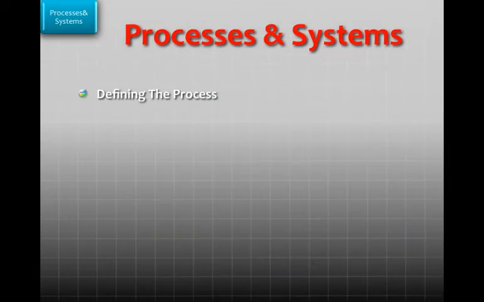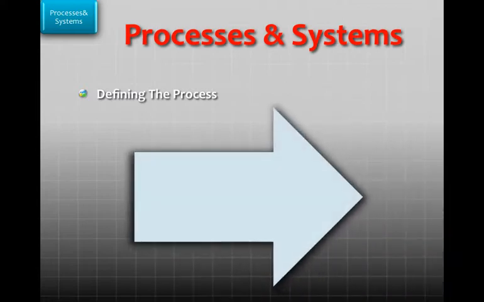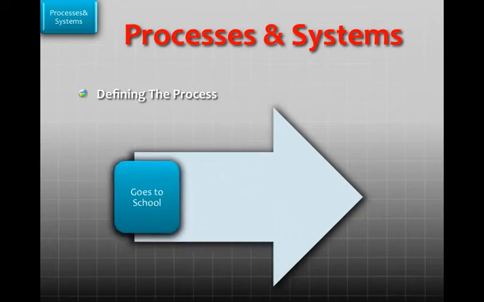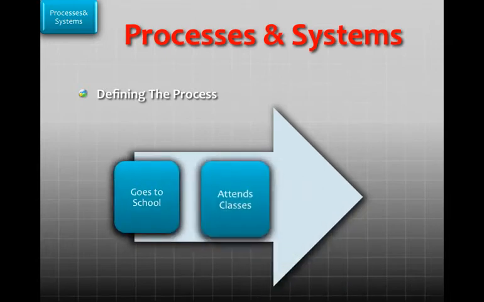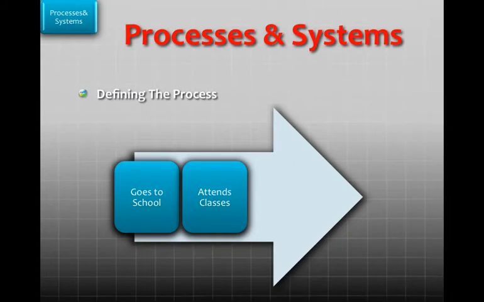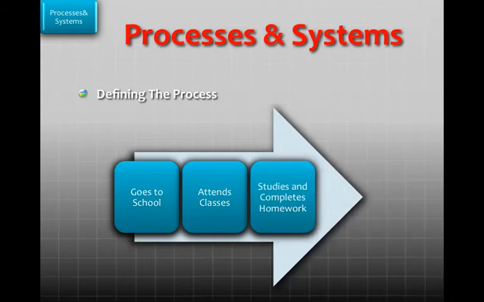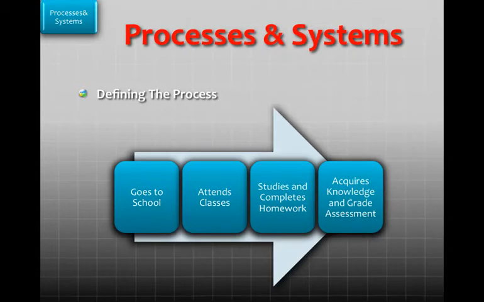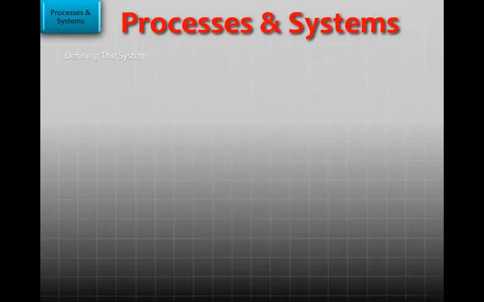When we look at a process, let's use this example for a student going to school. In the first step of a process, the student goes to school, they attend classes or courses, they study and complete homework, and then they acquire knowledge and there's a grade that's assessed to them. So that's a simple four-step process and an example of how a process might work. Now, let's continue with that same example for a student, and let's look at them from a system standpoint.